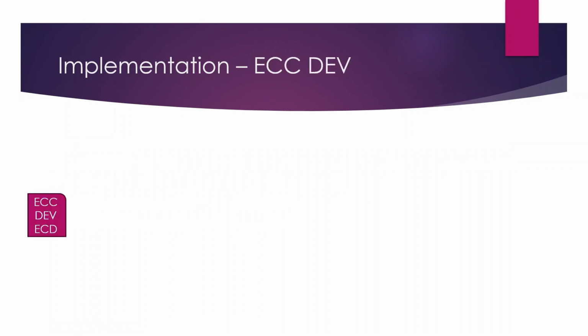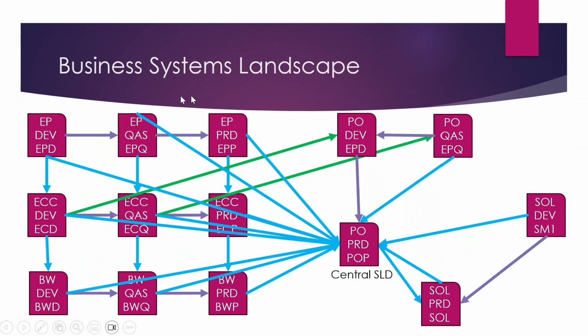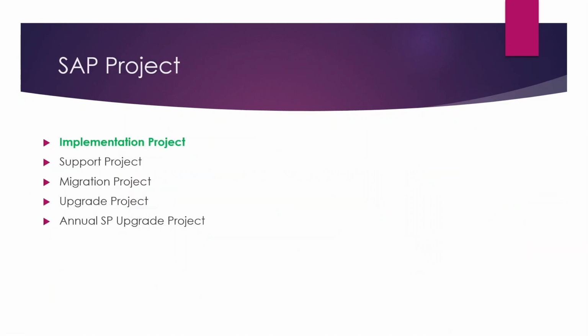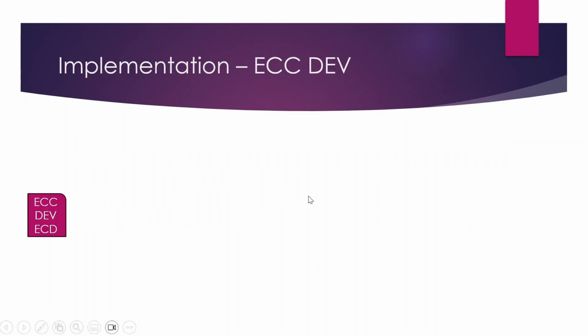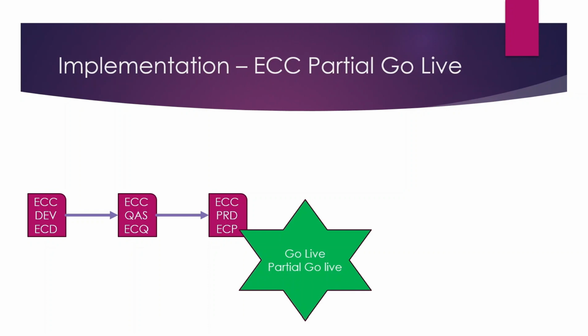And then how does this implementation happen? You already saw this landscape, right? This landscape is not built in one day. It is built in phases, day by day. So first I will install the SAP development system, then the quality system, then the production system, right? Then it will be the go-live of your ECC landscape. Not the entire landscape goes live, only the ECC landscape.